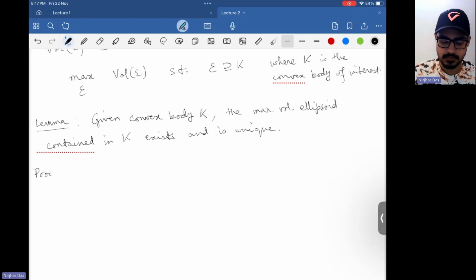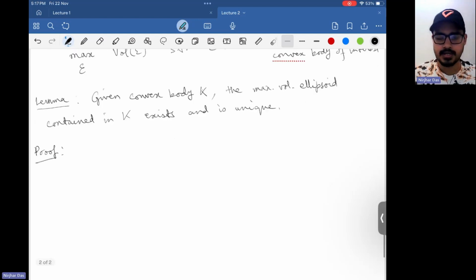So we'll do the proof. The idea is to show that this set of ellipsoids that are contained in K, if you write all of them down, that set is in some sense compact. And if I can show that this set is compact, then by the extreme value theorem, a theorem in real analysis, we know that the supremum will be attained within this set.